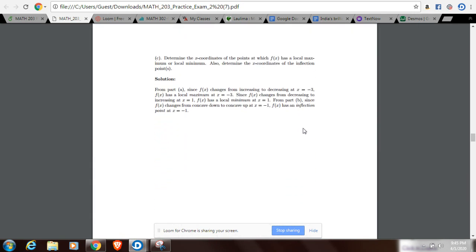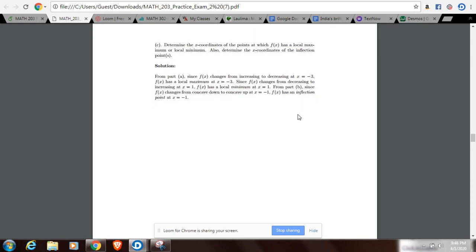Now, from the information we saw in parts A and B, we can determine the x-coordinates of the extrema and inflection points. So f changes from increasing to decreasing at x equal to negative 3. f has a local maximum at x equal to negative 3. Since it changes from decreasing to increasing at x equal to 1, f has a local minimum at x equal to 1. Also, from part B, we see f has an inflection point since it changes from concave down to concave up at x equal to negative 1.